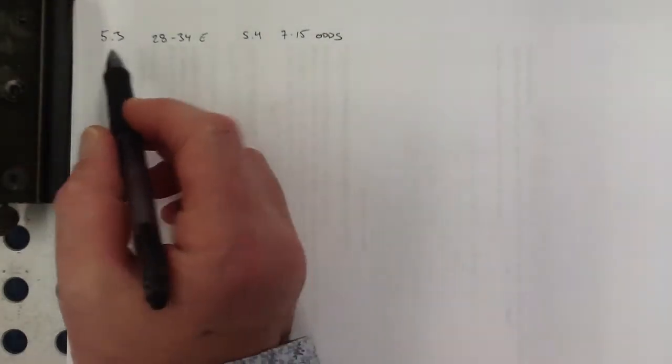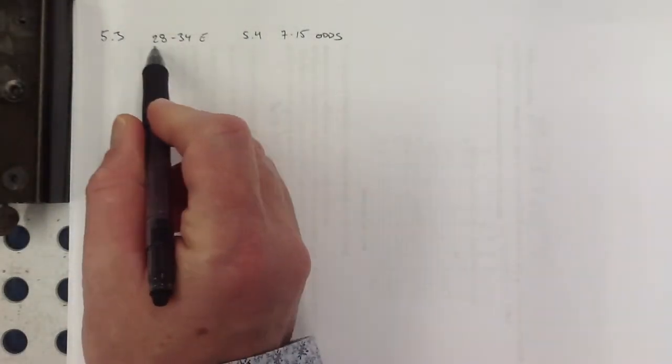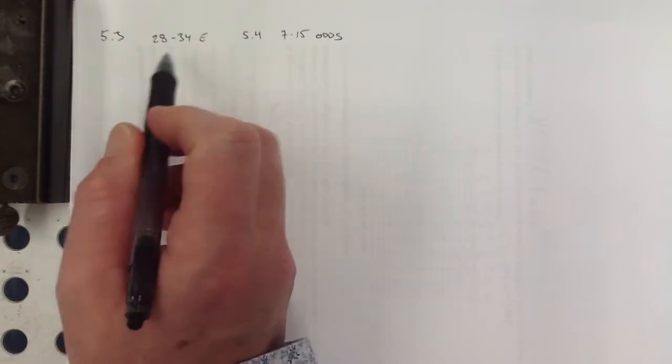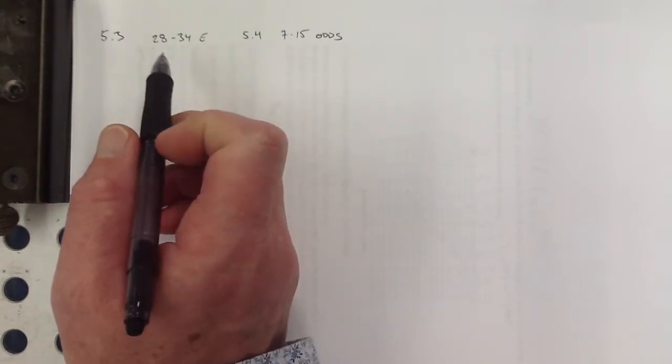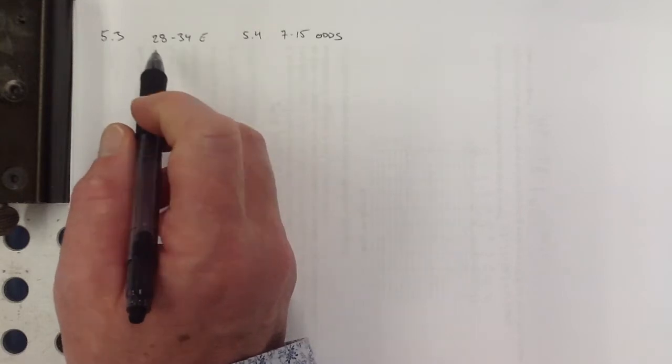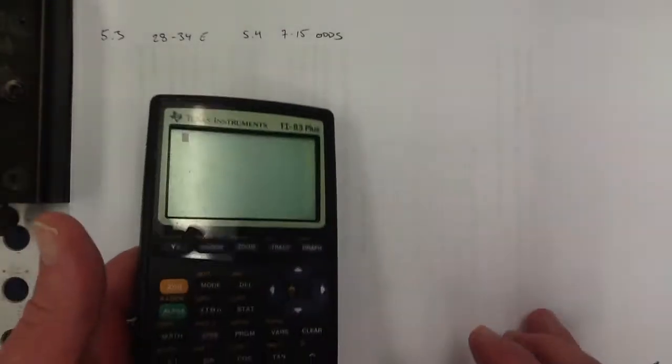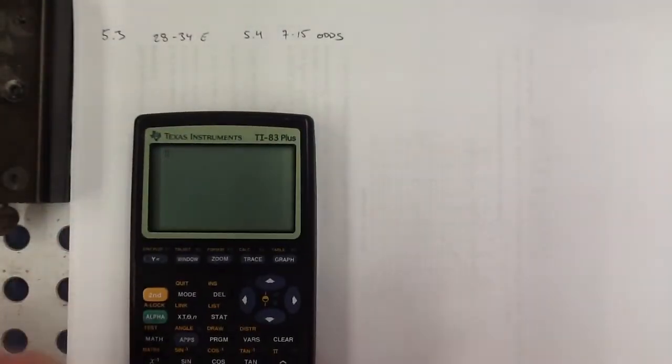Going to do some problems from 5.3 and 5.4. I asked you to do 27 to 34, all of them. I'm just going to do the evens here because this is really easy to do once you get the hang of it, and you have the answers for the odds in the back of the book. So there you go. So let's go with number 28.